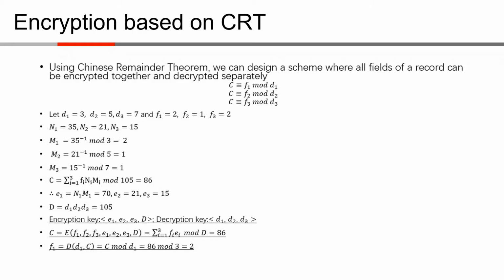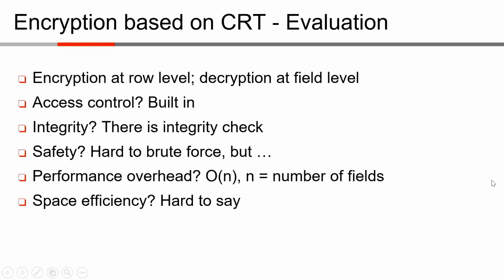The encryption and decryption processes are shown at the bottom. The record is encrypted into just one value, but I can use only one decryption key, which is D1 in this case, to retrieve the value in field 1 separately. It should be obvious that encryption is at row level and decryption is at field or column level. The scheme also supports access control and integrity check, but most importantly, is it safe?